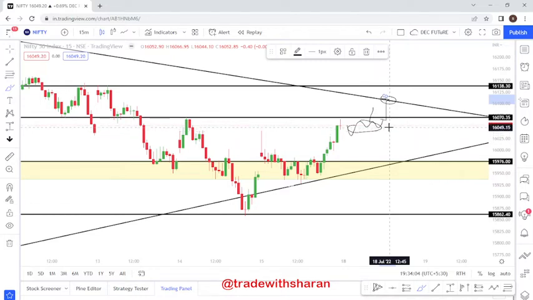I'm not saying it will not go, it can go. If it decides to go, it will go. There is nothing about it, but there are few resistances that you need to keep in mind, correct? This is setup number 2.